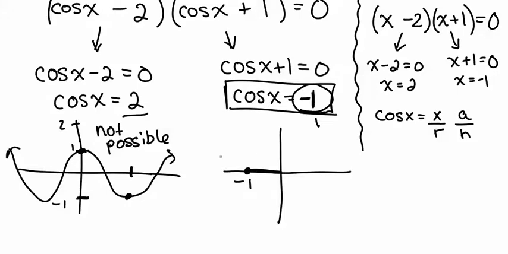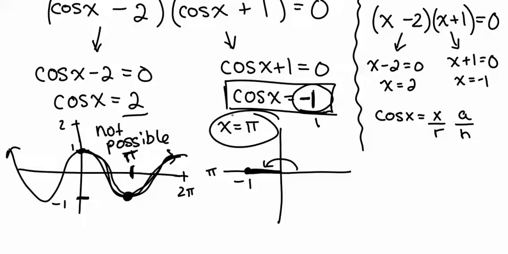So I'm just looking for what my angle is when x is equal to negative 1. And what angle would that be? It would be pi. So x is equal to pi radians. And that's the only one, because if you just looked at the graph, between 0 and 2 pi, it only hits negative 1 one time, and that's right at pi. So our only answer for this would be x equals pi.